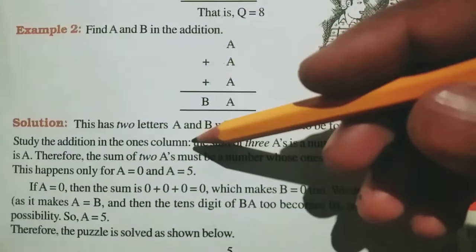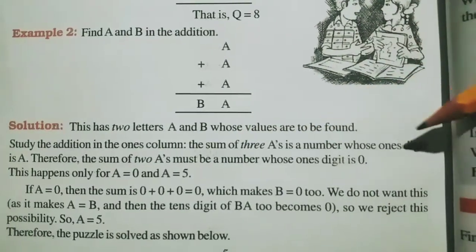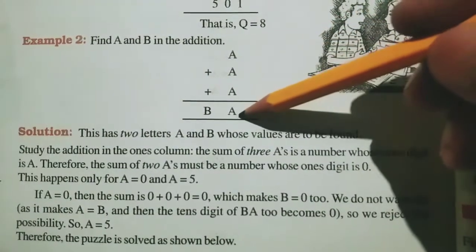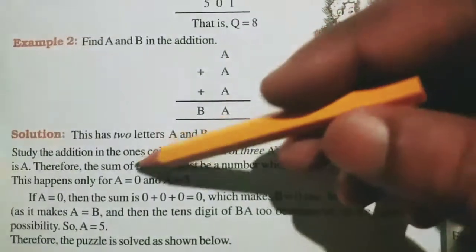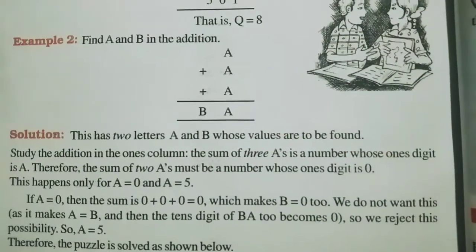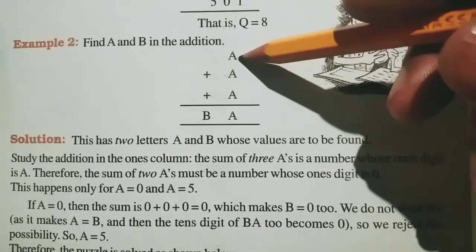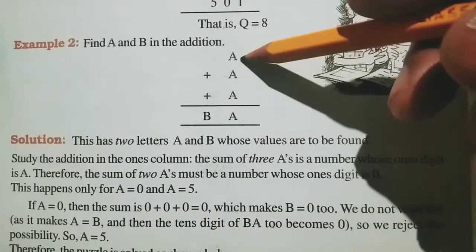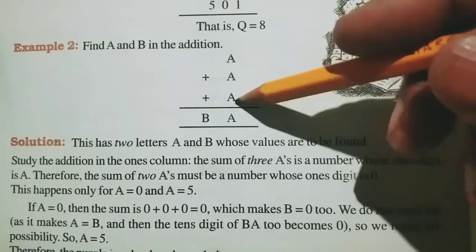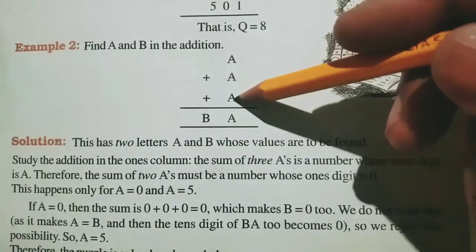Study the addition in the ones column. So this is the ones column. The sum of 3 a's is a number whose ones digit is a. So after adding this number, the ones digit should also be a. Therefore the sum of 2 a's must be a number whose ones digit is 0. That means the number should be 0 in the ones place. Then only a plus a will come a. Then 0 plus 0 plus 0 will be 0.